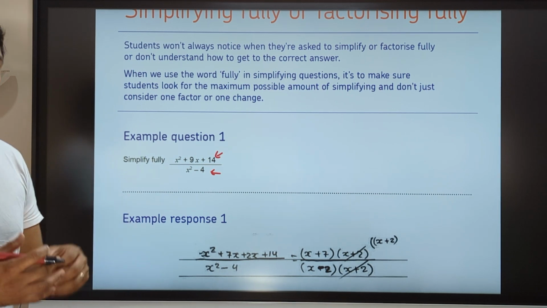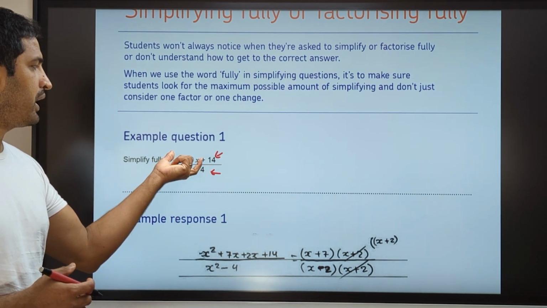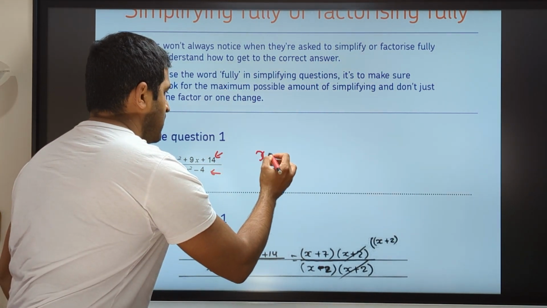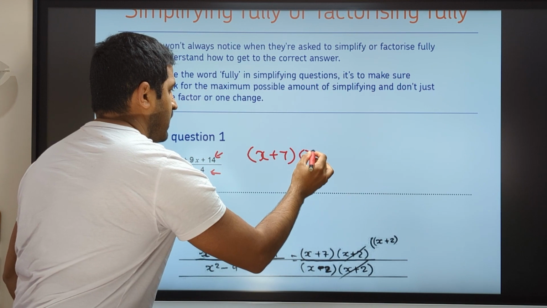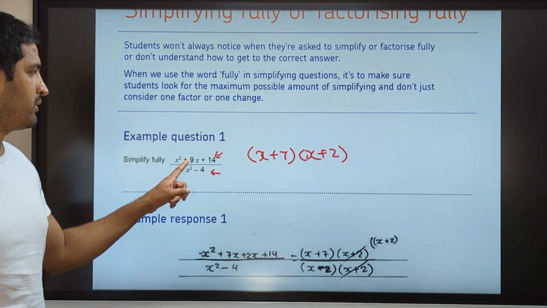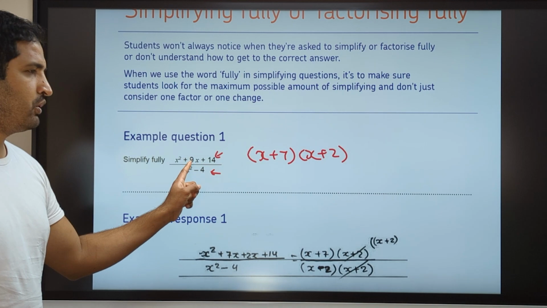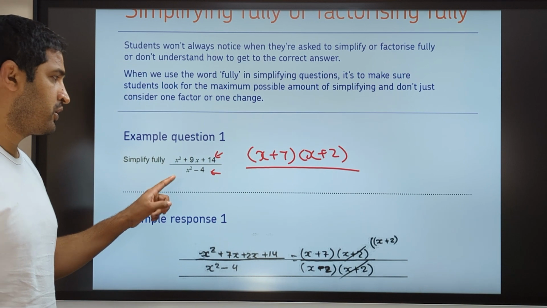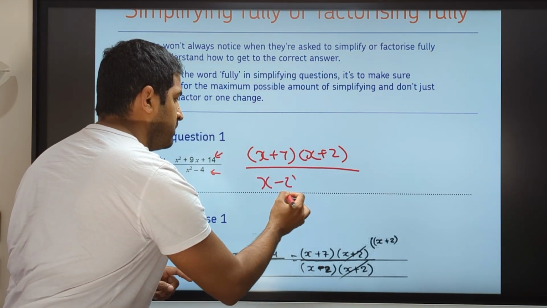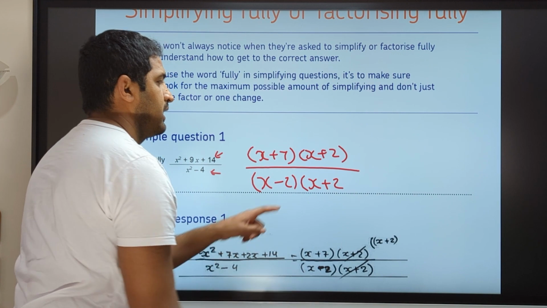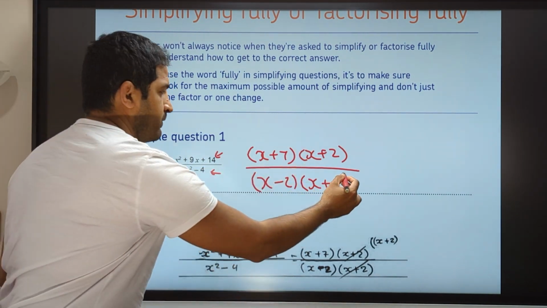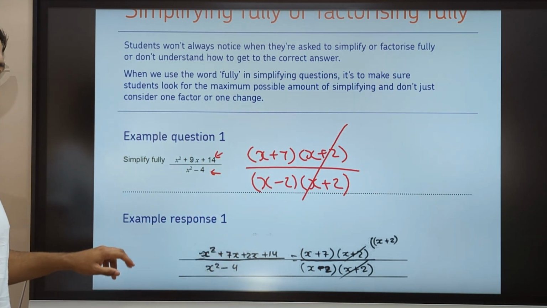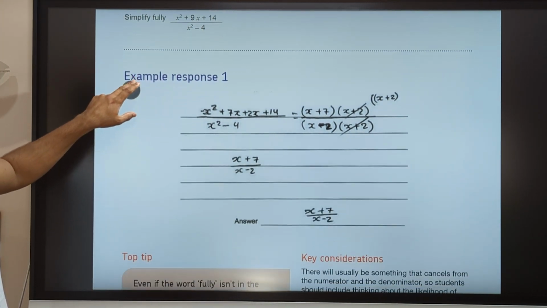There has to be something common between them. The top is not the difference of 2 squares but just a quadratic expression, which can be factorized into x plus 7 and x plus 2. These two numbers multiply to get you 14, 7 times 2, and when you add them you get 9. So that's the top one done. And the bottom one is the difference of 2 squares, so you've got x minus 2 and x plus 2. Now they both have x plus 2 in common. So those brackets cancel out, you're left with x plus 7 over x minus 2, and that's your answer, that's it. And it's fully simplified here.